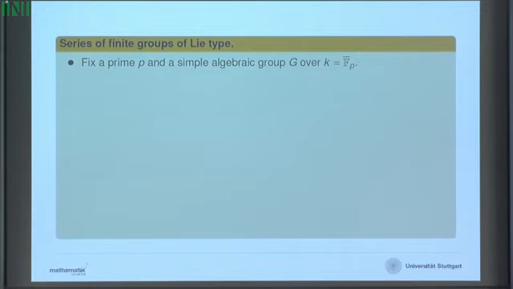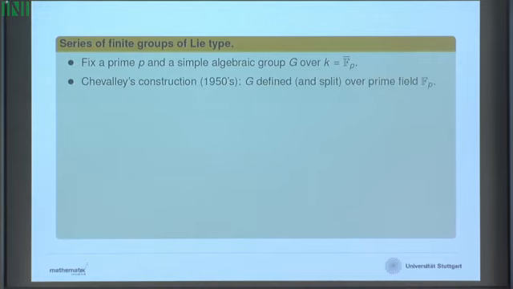So how do we get them? We fix a prime and a simple algebraic group over an algebraic closure of the field with p elements. So think of SL_n(F_p bar), or if you like, E8(F_p bar). These groups can be nicely constructed, as shown by Chevalley already in the 1950s. You start out with a simple Lie algebra over the complex numbers, you take an integral form of it, and then you imitate some exponential construction, and you can really make these groups concretely.